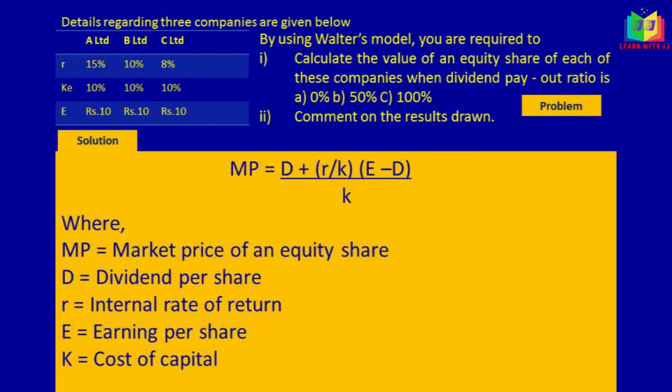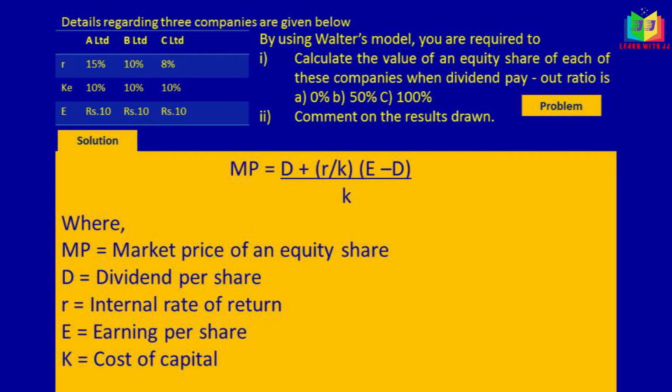The formula to calculate the market price is MP = (D + (R/K)(E - D)) / K. Here MP is the market price of an equity share, D is dividend per share, R is internal rate of return, E is earning per share and K is cost of capital.